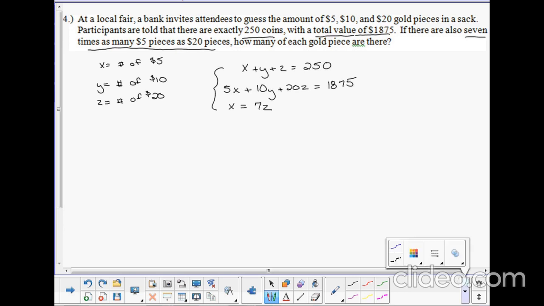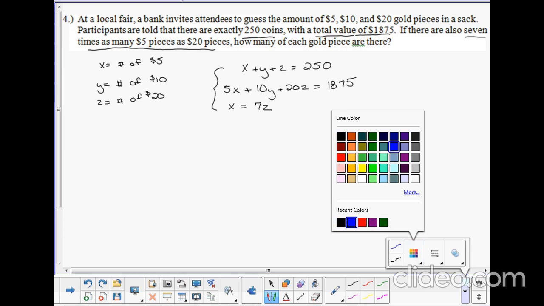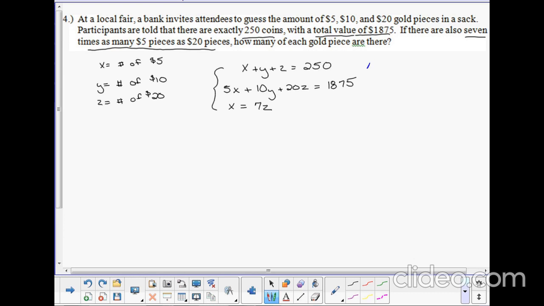So here we have a system of equations. If you feel comfortable at this point solving this system of equations, go ahead and pause the video, see if you can find a solution, and then check back to see if our solutions match up. I'm going to go ahead and go through the algebraic process of finding the solution.